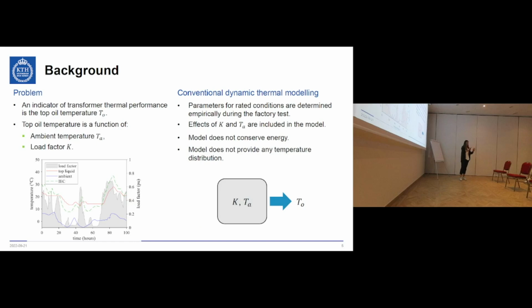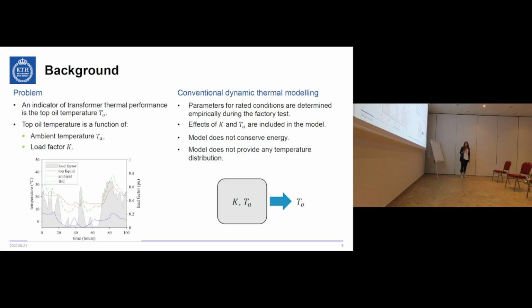Okay, the background of the problem. We are interested in the thermal performance of these power transformers, and one of the indicators of this performance is the top oil temperature, TO. The top oil temperature is a function of the ambient temperature, TA, and the load factor K. The conventional dynamic thermal models that are used for now have parameters for rated conditions that are determined empirically during the factory test, and the models include the effects of the load factor and ambient temperature directly.